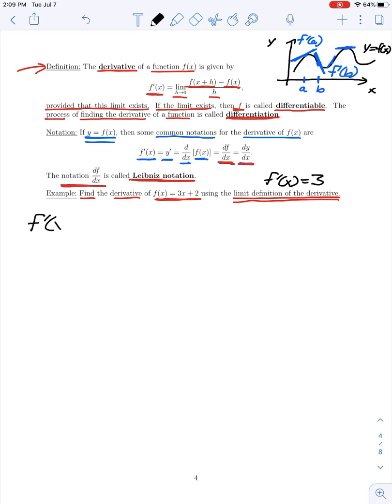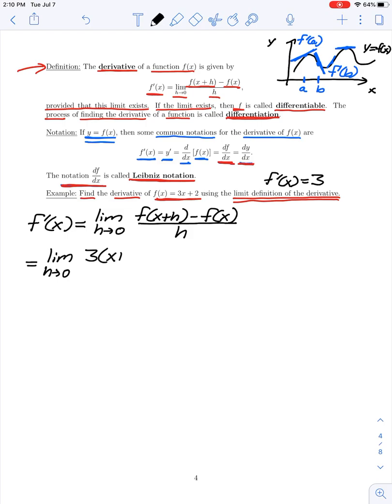So here, f prime of x is defined as the limit as h approaches 0 of f of x plus h minus f of x all over h. So in this example, we have the limit as h approaches 0 of, for our numerator, f of x plus h is given by 3 times x plus h plus 2. And then we're subtracting f of x, which is 3x plus 2. And the whole thing is being divided by h.